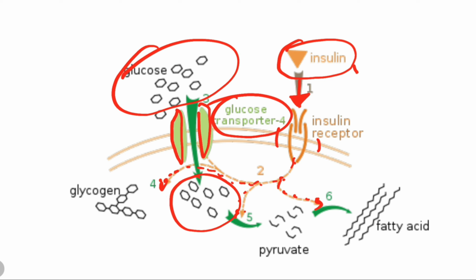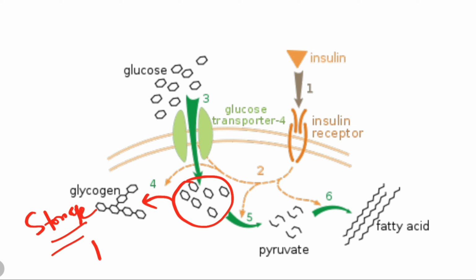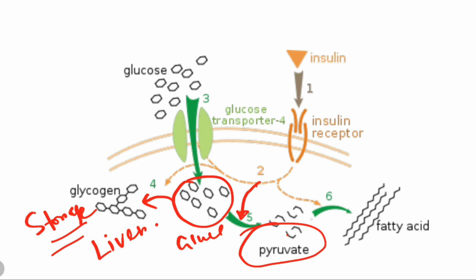Then insulin, by activating the insulin receptor itself, can help this glucose get converted to glycogen, which is the storage form, as we have seen in the previous picture. And this happens basically in the liver. Insulin will also convert glucose to pyruvate, and this pyruvate can get converted to fatty acid. That is also another function of insulin.